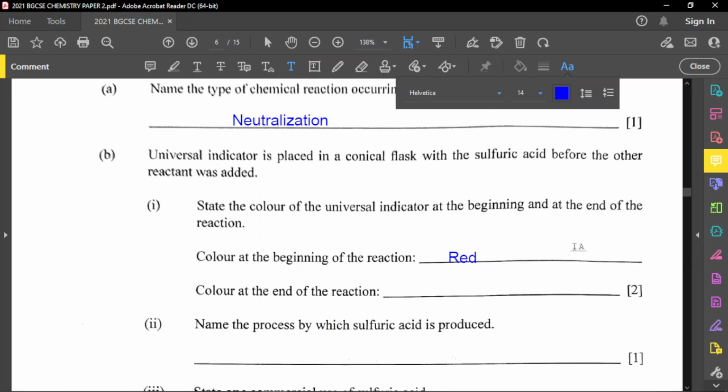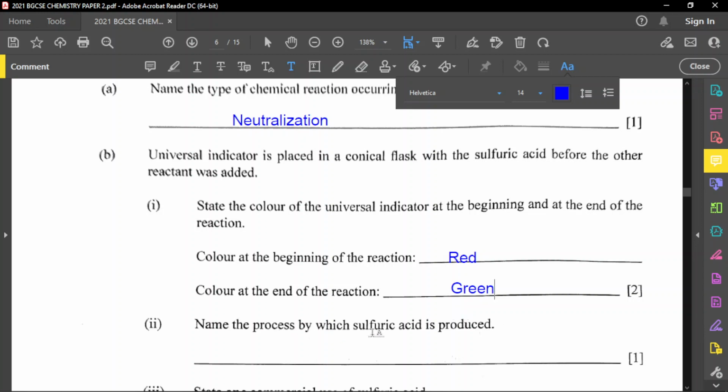And why dark red? Simply because sulfuric acid is a strong acid, right? So between red and dark red. For the color at the end of the reaction, since it's a neutralization reaction, what you're going to form is water, which is a neutral substance. The color on the universal indicator for neutral is green. So you're going to get a green color.